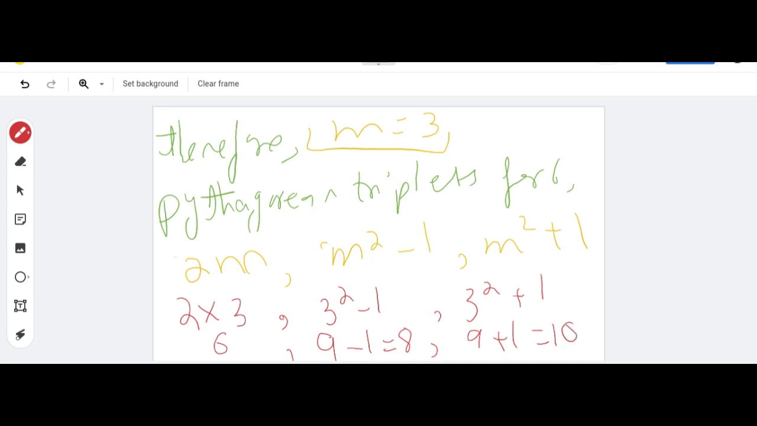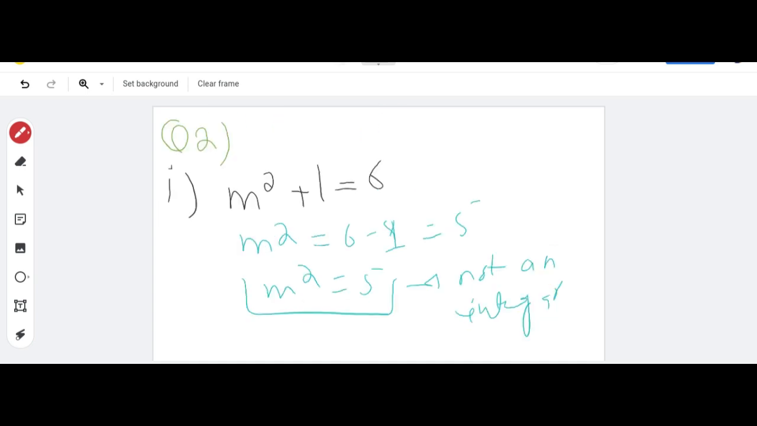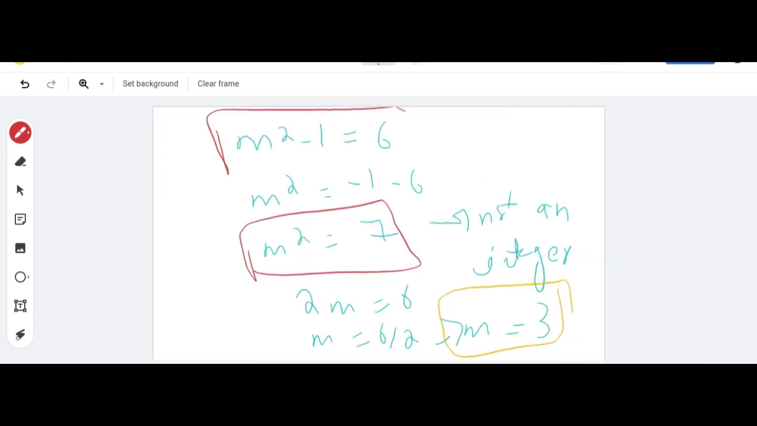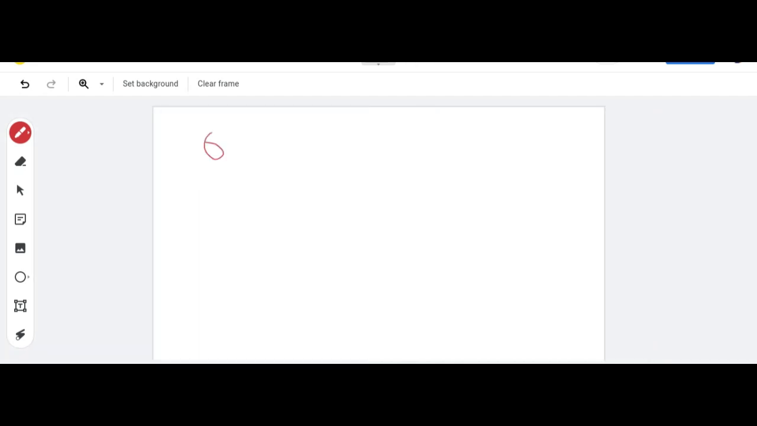So this is how I get the answer. I don't want to have these answers like 5 and 7. I have to get the proper Pythagorean triplet. I just put the value of m and I get the answers. The answers are 6, 8 and 10. 6, 8 and 10. Understood? Yes. Okay.